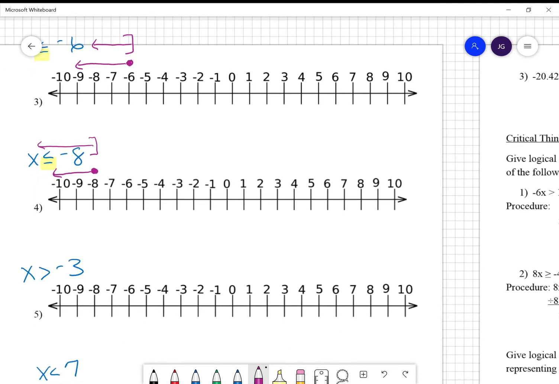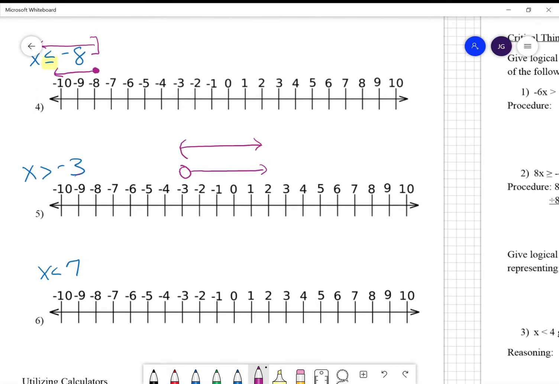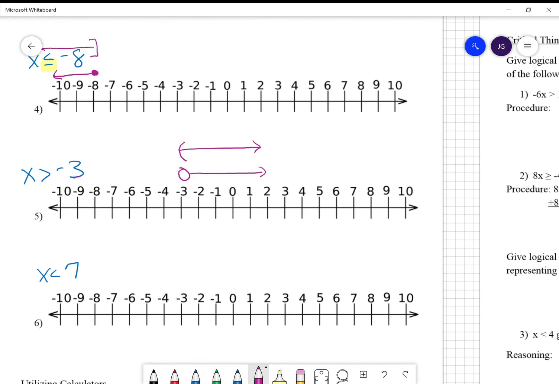Number 5, x is greater than -3. I find -3. It doesn't have the equal to, so it's going to be an open circle. Greater than is to the right. If I'm going to use the parentheses, I would curve the parentheses to the right. X is less than 7. Find 7. There's no equal to, so this would be an open circle. Less than is to the left, or it would be a curved parenthesis to the left.